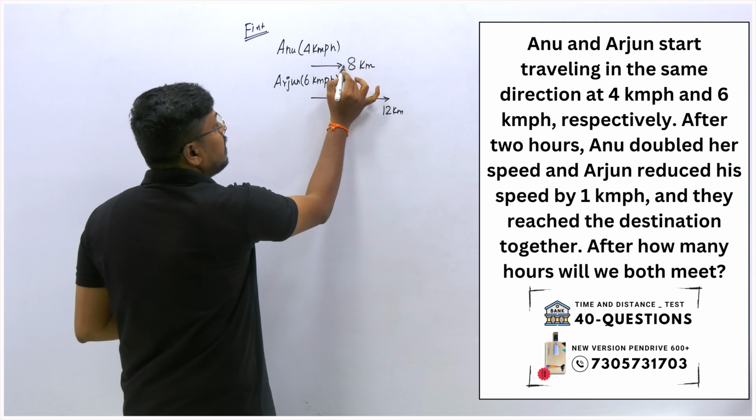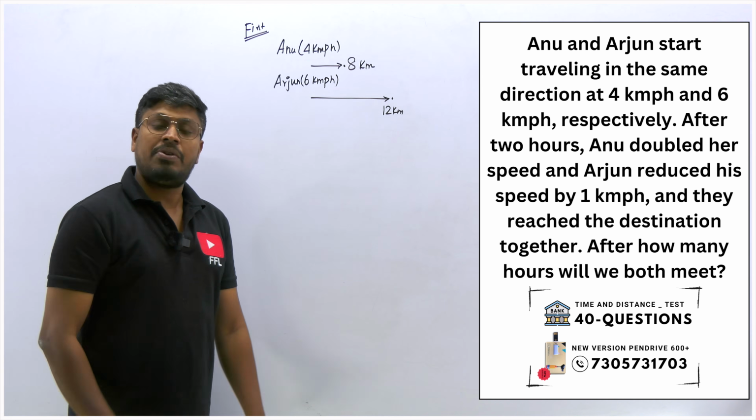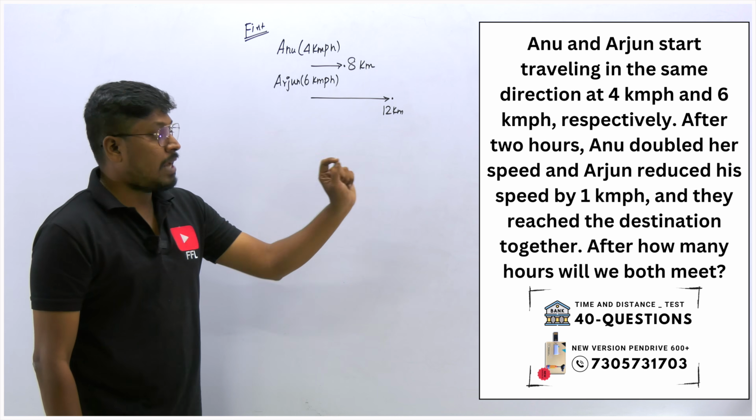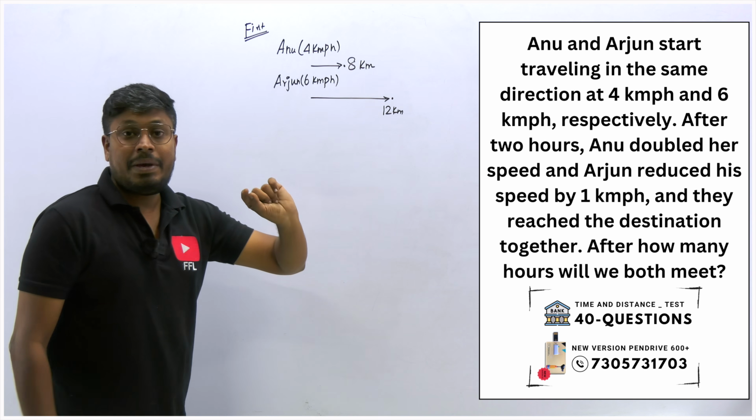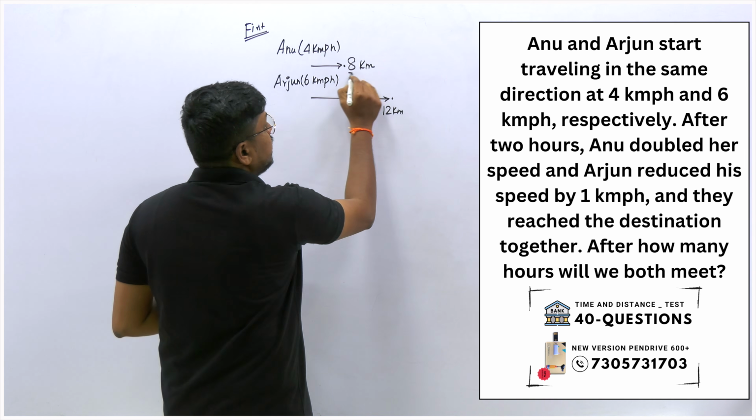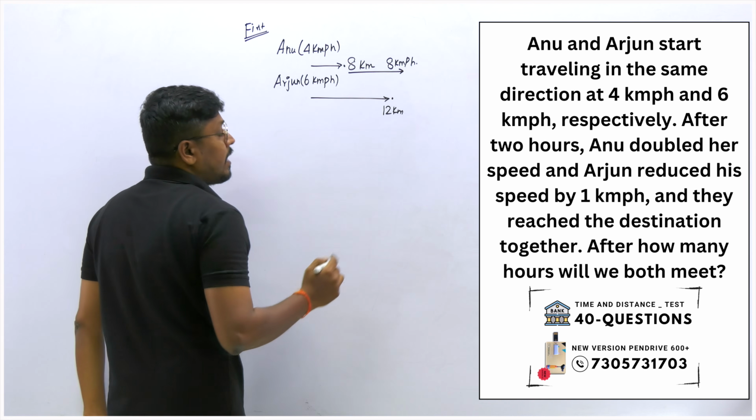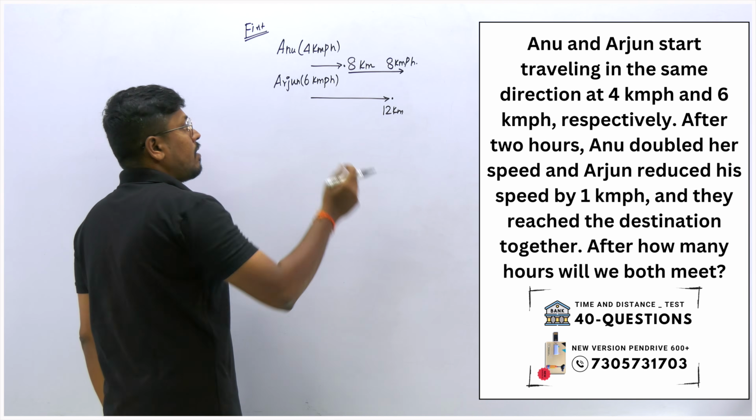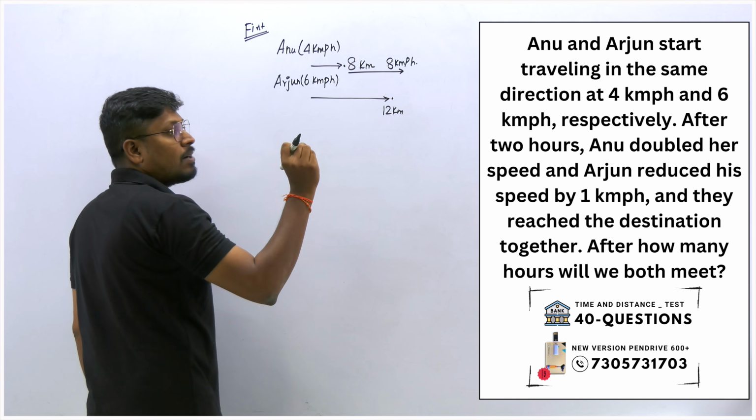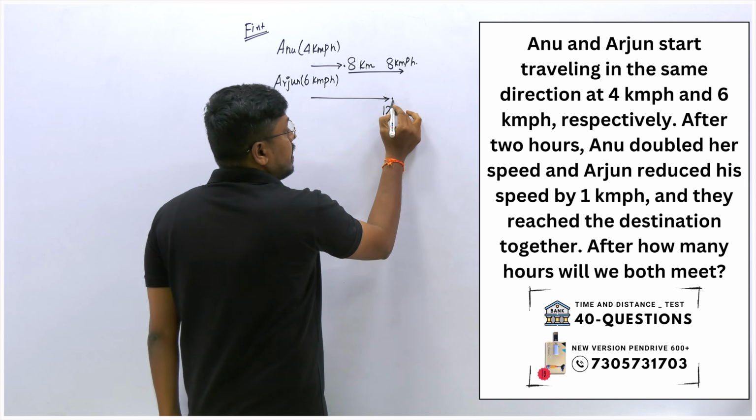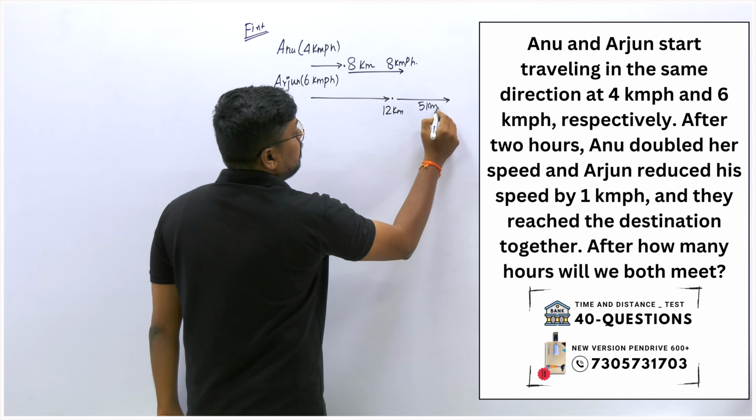So now this is the point where Anu is standing and this is the point where Arjun is standing. Now the first person, Anu, doubles the speed. Already the speed of Anu is 4, so now he doubles the speed. That means from this point the speed of Anu will be 8 km per hour. Right? Now from this point Arjun reduced the speed by 1. Already his speed is 6 km per hour, now he reduced the speed by 1. So subtract 1, and the result will be 5 km per hour. So after traveling 12 kilometers, the speed of Arjun will be 5 km per hour.